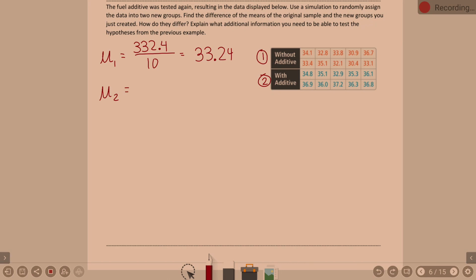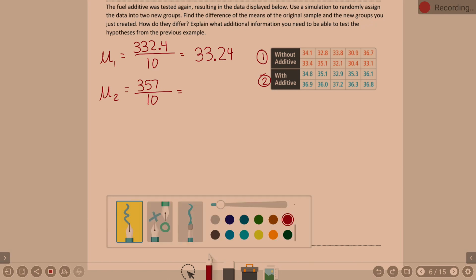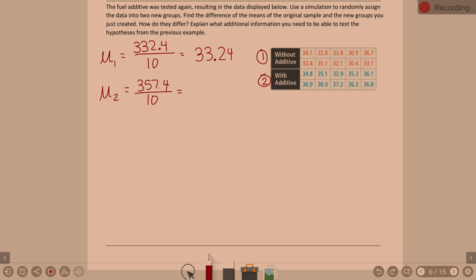Okay. What about mu2? Mean of group 2. What do they add to be? 357.2. He says 357.2. See, this is just a tad more. Oh, is it 357.2? I had 0.4. I just looked at my notes. Sorry, Eli, I'm going to overrule. Okay. 357.4 divided by 10 is 35.74. So that's the means.